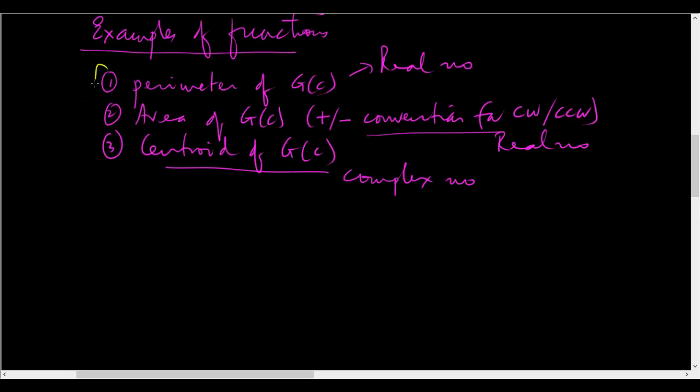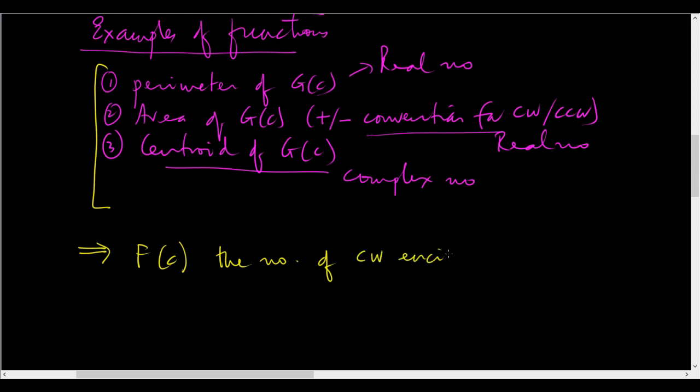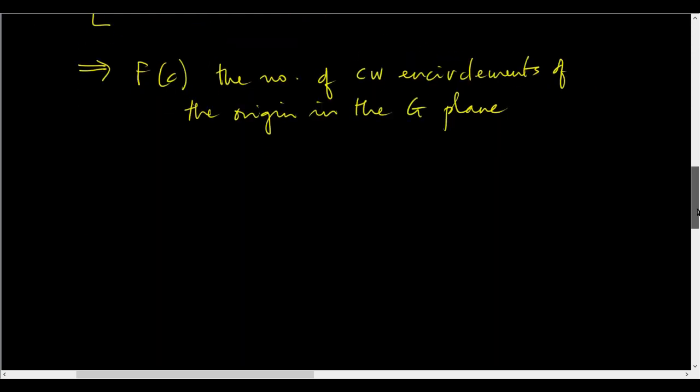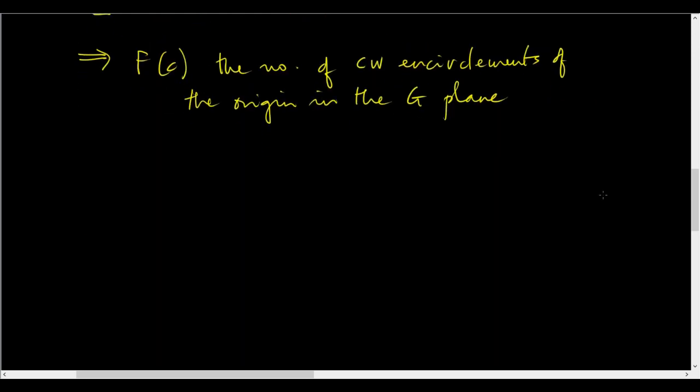But we are not interested in these particular ones. These are just examples. Our main interest, f of C, is the number of clockwise encirclements of the origin in the G plane. Now you may wonder why we are interested in such a peculiar function, and there is a very nice reason.